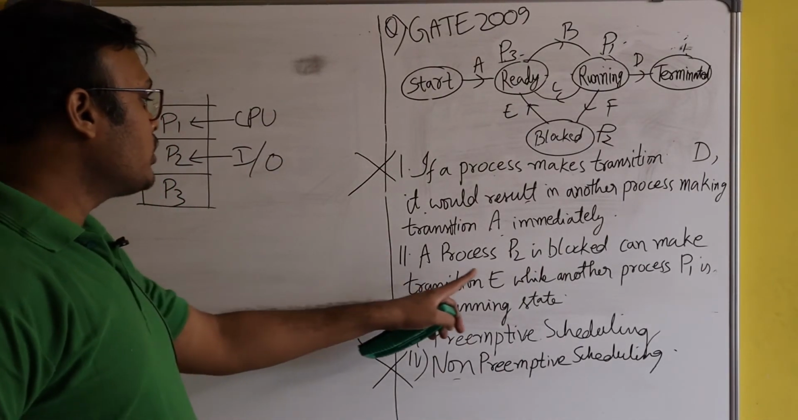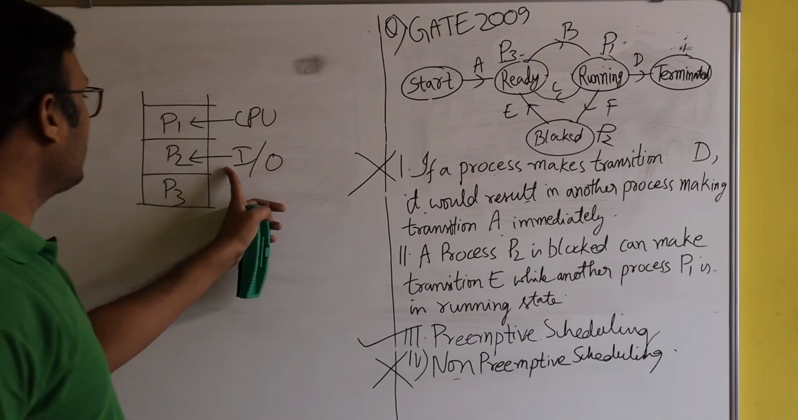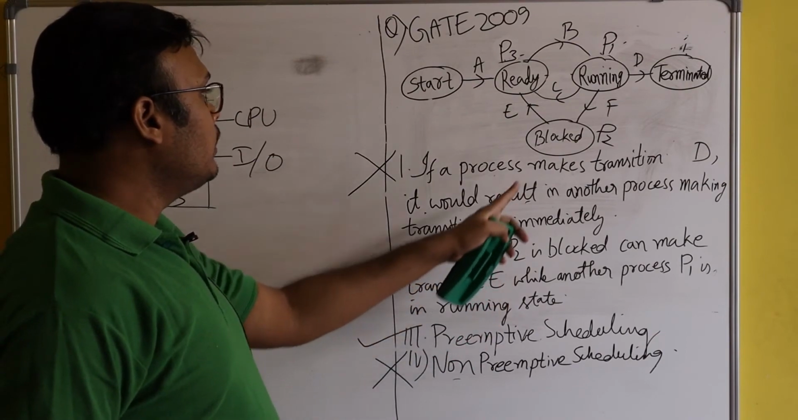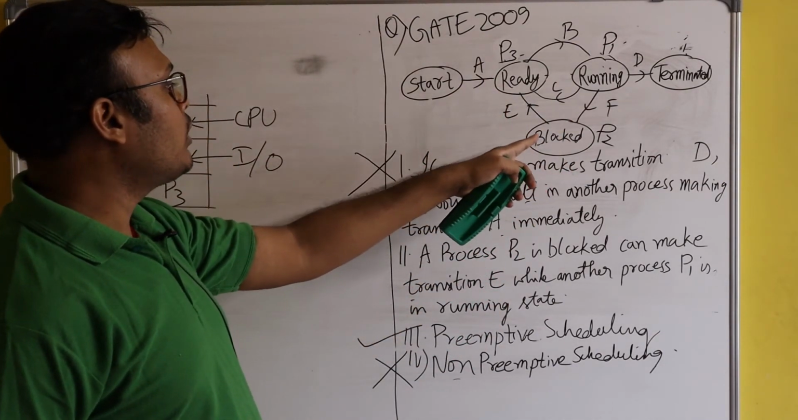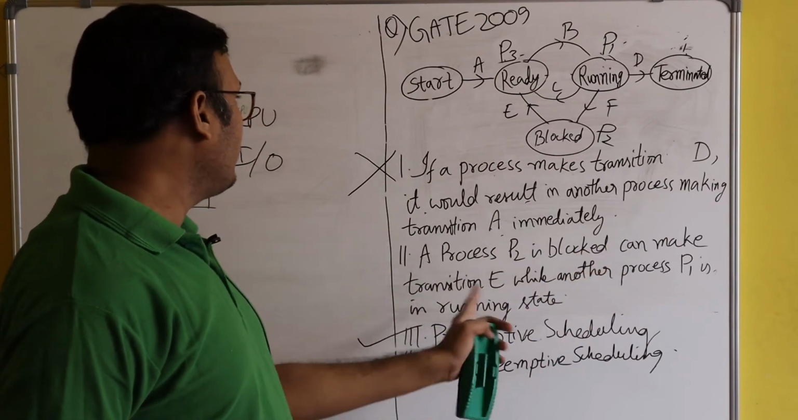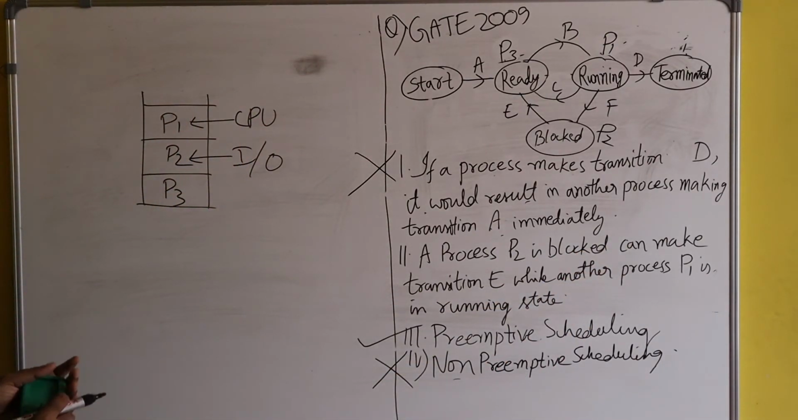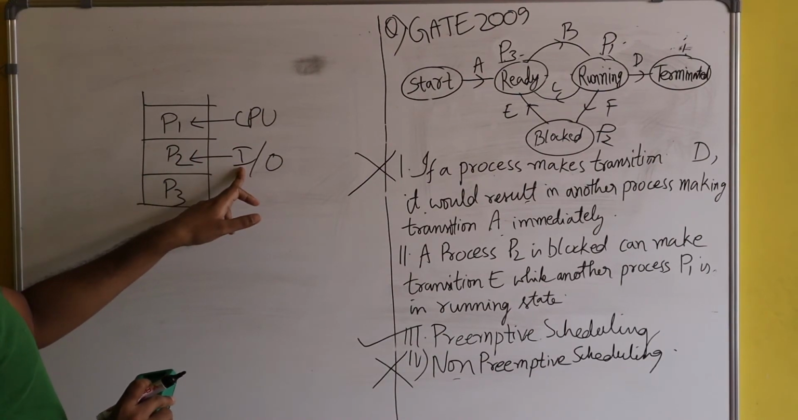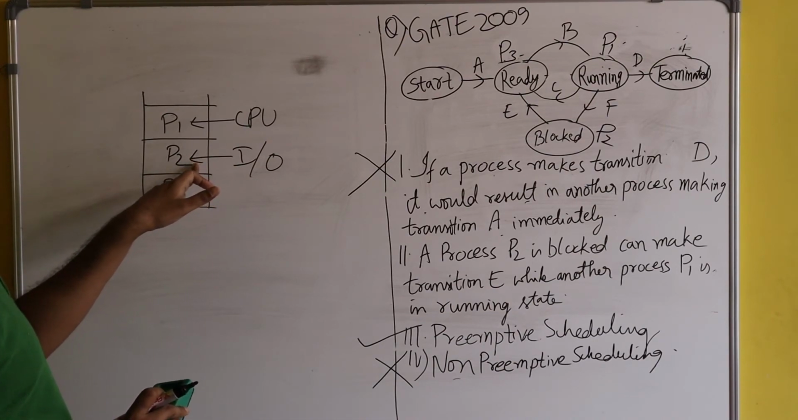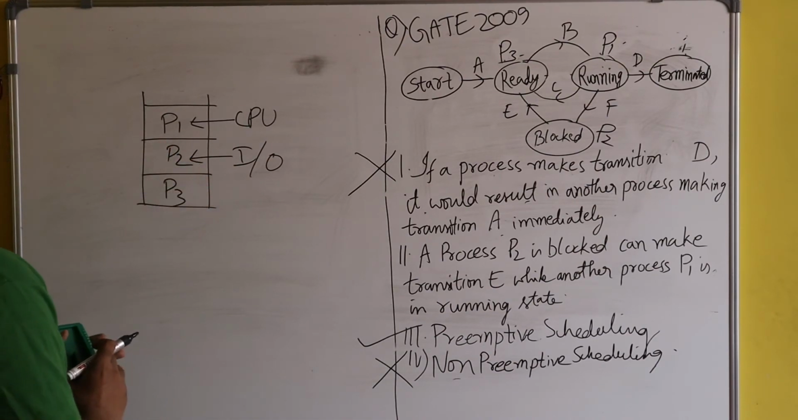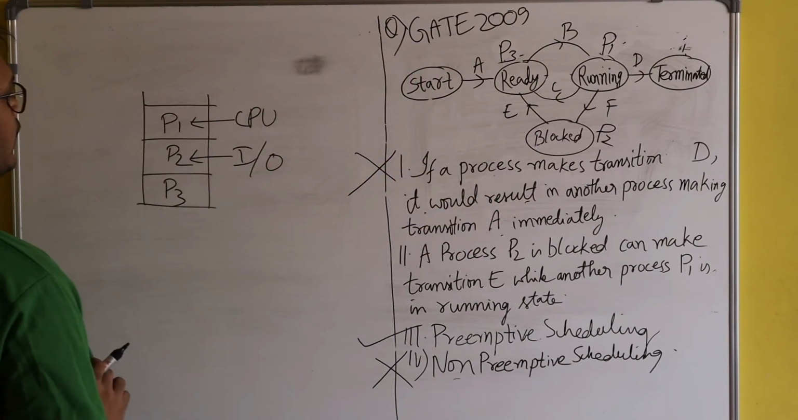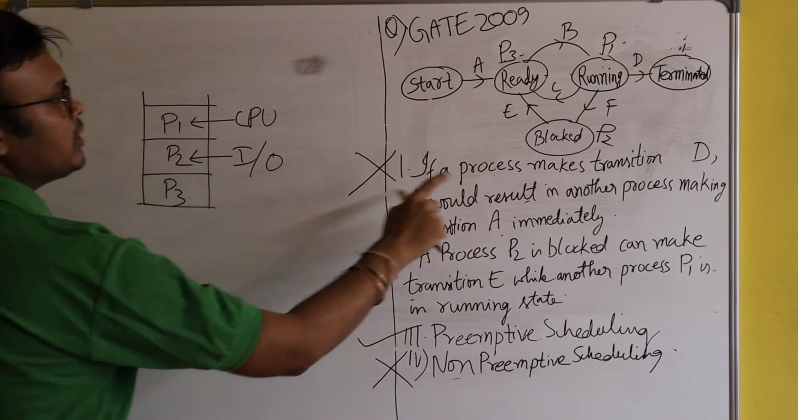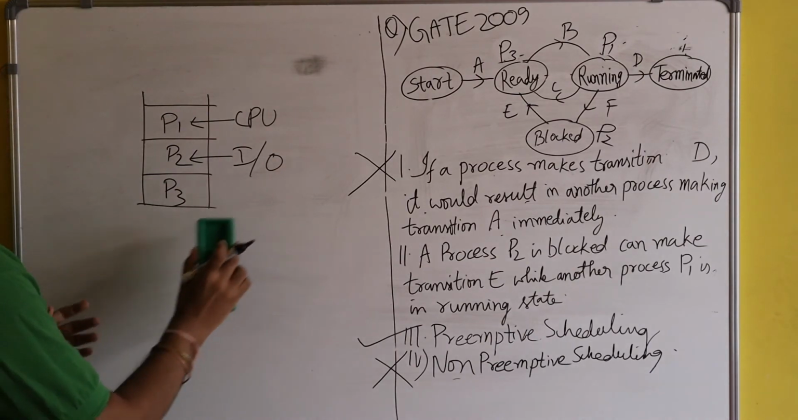So if process P2 is blocked, it can make transition E, meaning blocked to ready, while another process P1 is in running state. Definitely, if the IO task of process P2 is over, then process P2 can make a transition to ready state. It means just remove the IO. When IO is with process P2, process P2 is in blocked state.